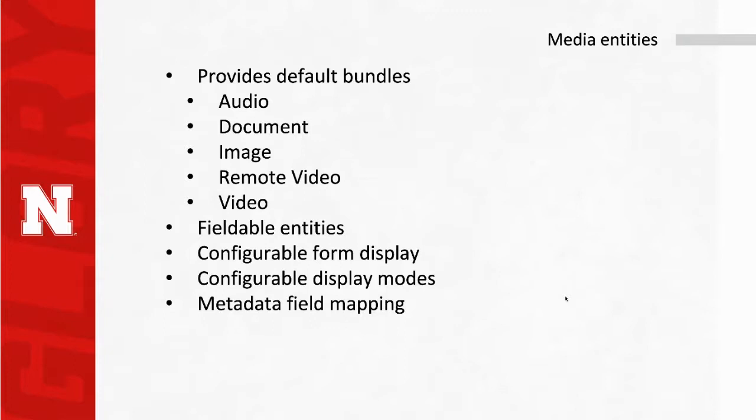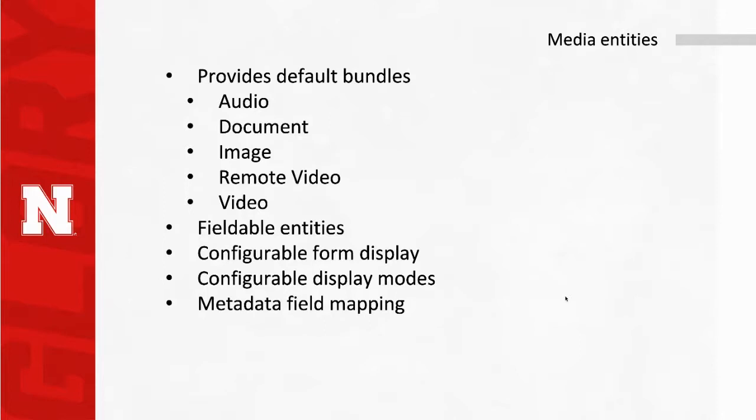And when we initially turn on the media module, we're going to get 5 bundles that are going to be turned on by default. Bundle is a Drupalism for a type of entity. So in the case of nodes, we have content types. Content type is just a bundle. In this case, bundles are called media types. And we get 5 of them. We get audio, document, image, remote video, and video.